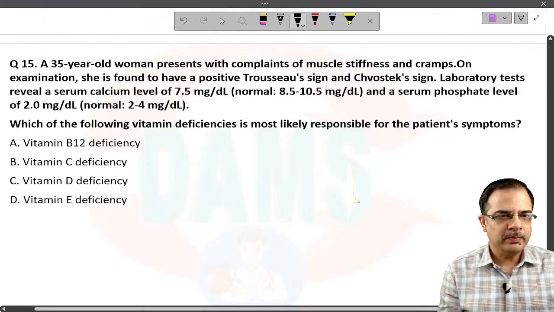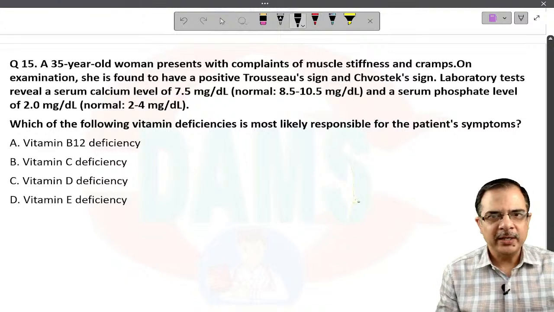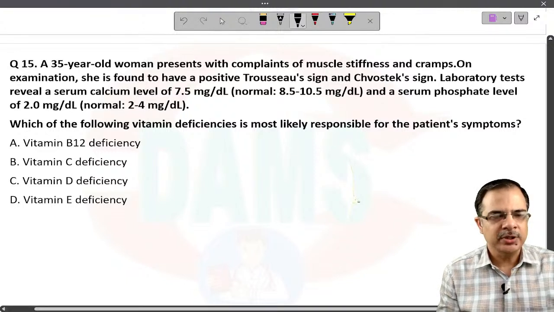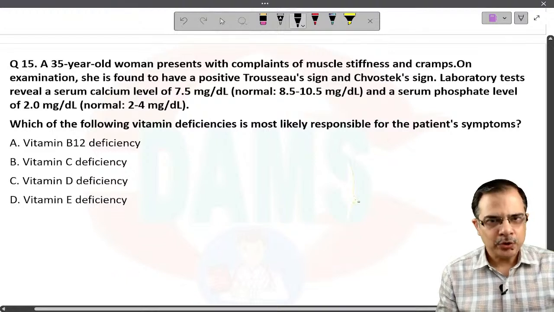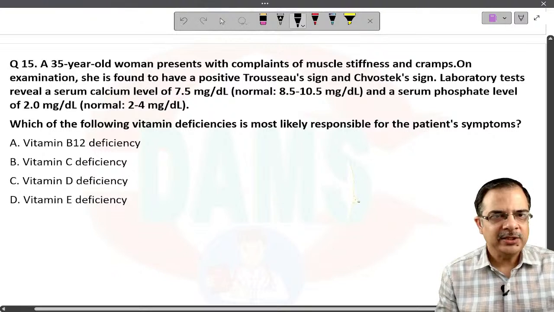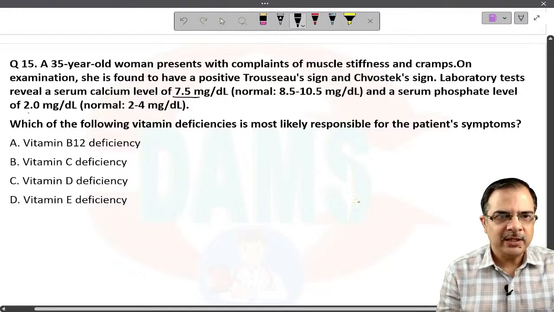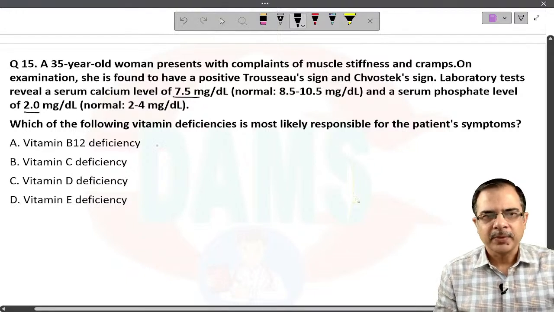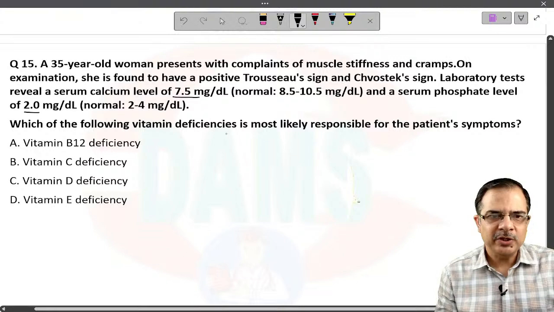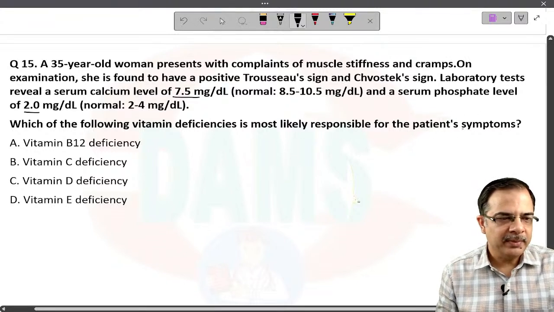Now, coming to question number 15. A 35-year-old woman presents with a complaint of muscle stiffness and cramps. On examination, Trousseau sign is positive and Chvostek sign is positive. Lab tests reveal a serum calcium of 7.5. So calcium is low and phosphorus level is on the low normal side. Which of the following vitamin deficiencies is likely responsible for this patient's symptoms?